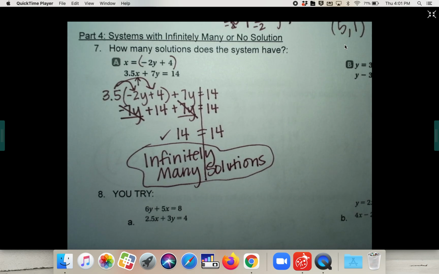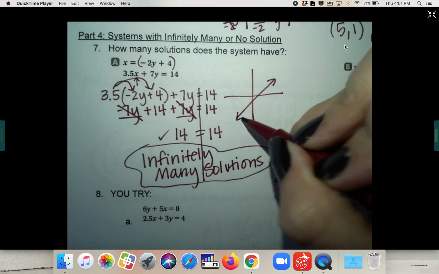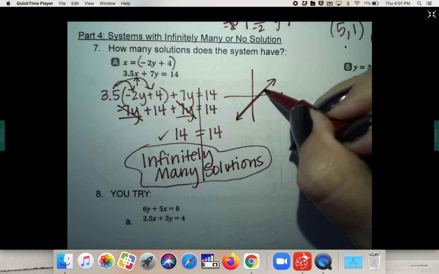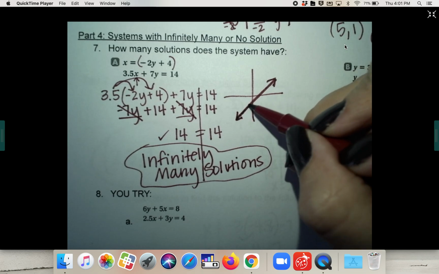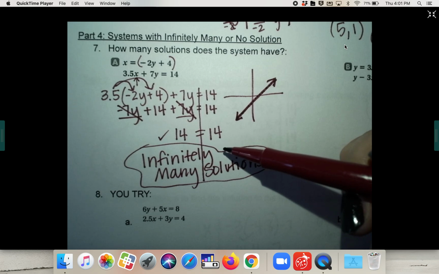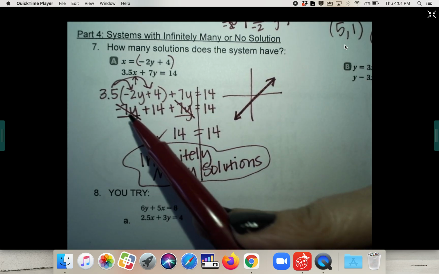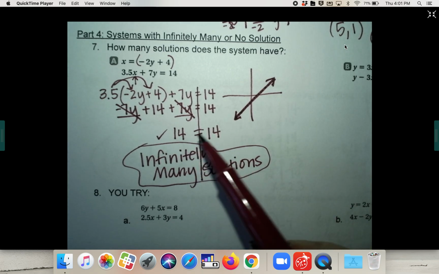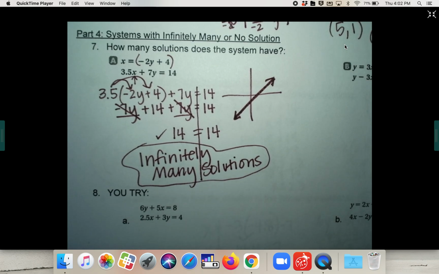solutions. We already talked about on a graph, infinitely many would be a line that is right on top of the same line, because how many places do those intersect? Everywhere, infinitely. So that's what it looks like on a graph. Here's what it looks like if you just work it out with the numbers, with math. If the variables drop out and you're left with a true statement, the answer is infinitely many solutions.